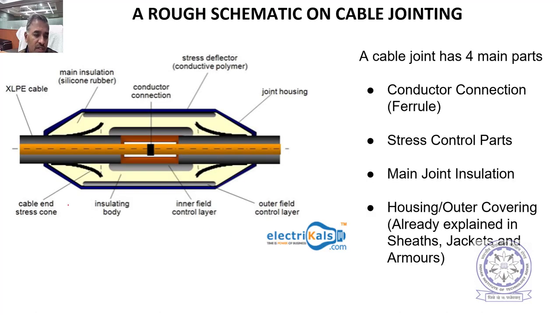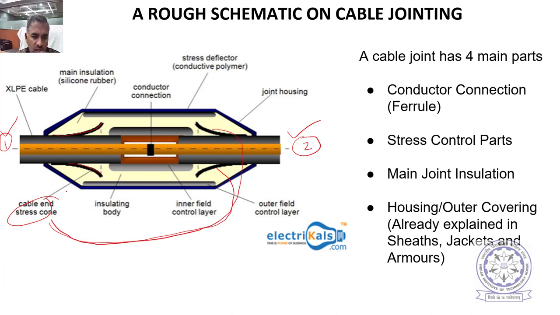Here you have seen the cross section a few slides ago. This is an XLP cable again. This is a stress cone type of construction, called a cable end stress cone. It is on both sides of the cable. This is cable 1, this is cable 2. These two are to be joined, so on both sides you will have this stress cone construction.